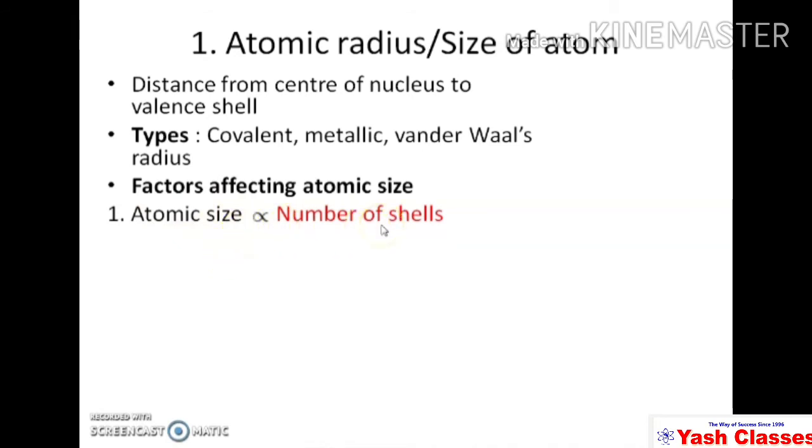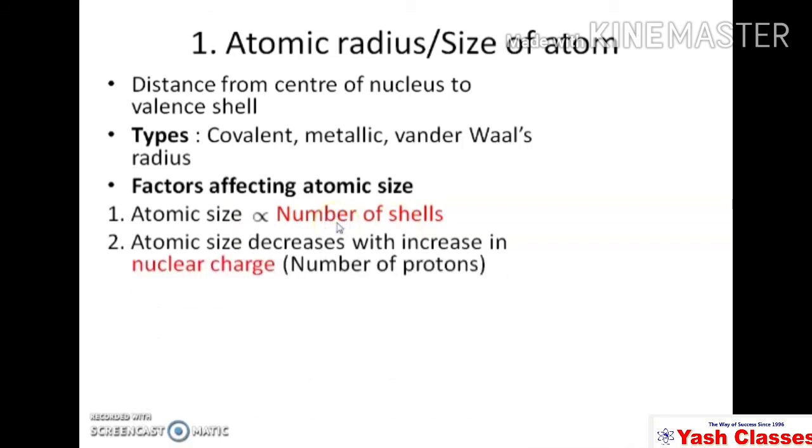As number of shells increases, atomic size increases, because from top to bottom, number of shells increases, and the distance between the center of the atom, that is the distance between nucleus and outermost electron, increases progressively from top to bottom. Therefore from top to bottom atomic size increases, and atomic size is directly proportional to number of shells. Greater the number of shells, greater is the atomic size.